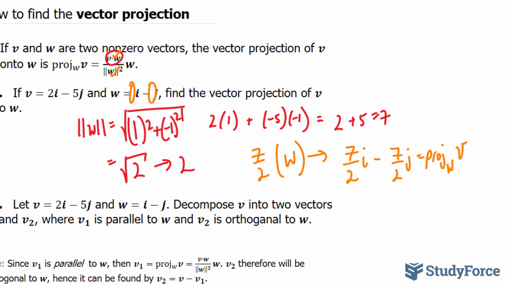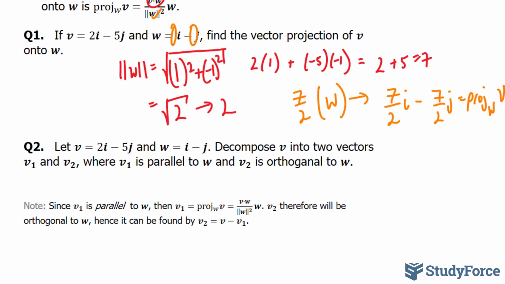Let's move on to question number 2. In question number 2 they ask, let v is equal to 2i minus 5j and w is equal to i minus j. Decompose v into two vectors, v sub 1 and v sub 2, where v sub 1 is parallel to w and v sub 2 is orthogonal to w. Now since v sub 1 is parallel to w as given in the question, then v sub 1 is equal to the projection of v onto w. And from question number 1 we already have the answer, it's right here.